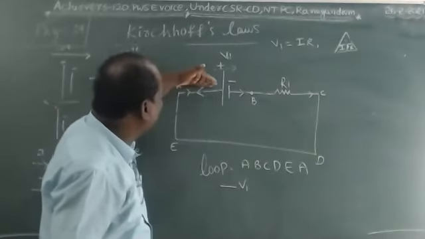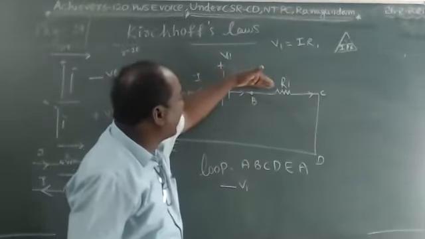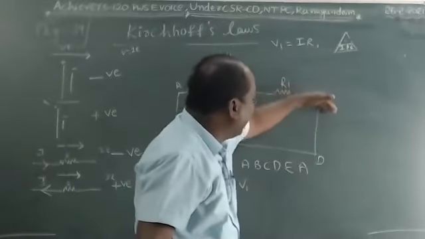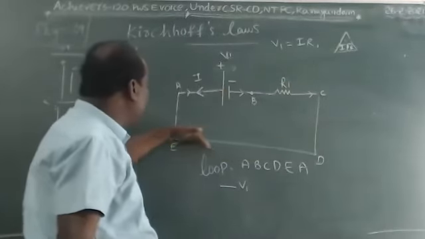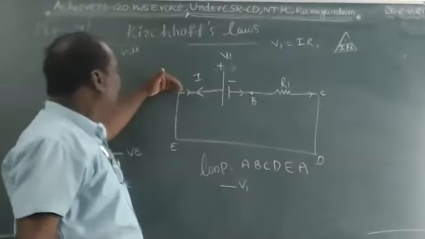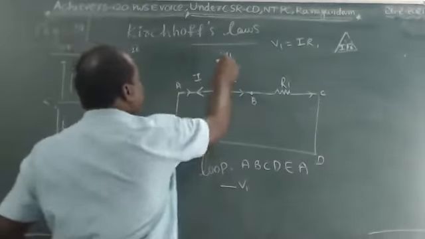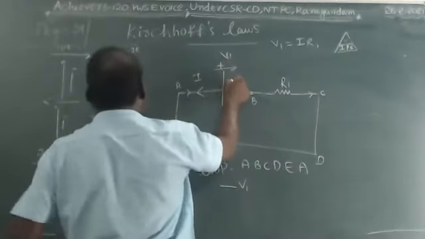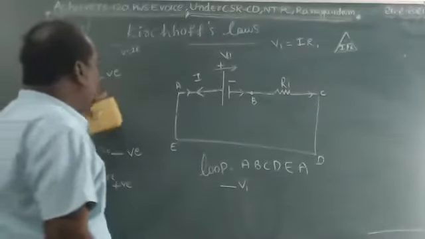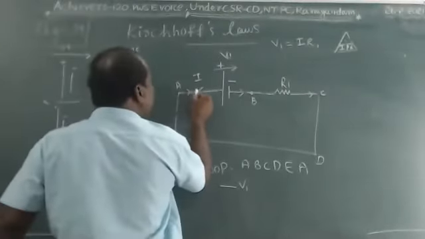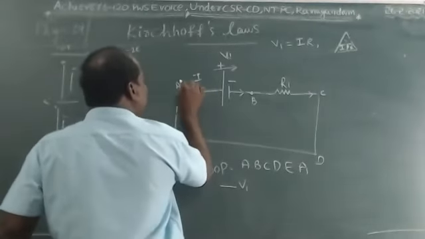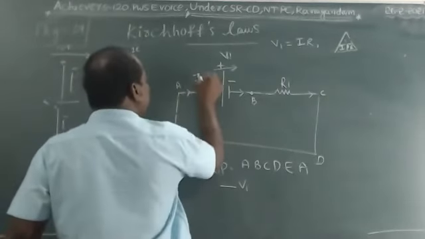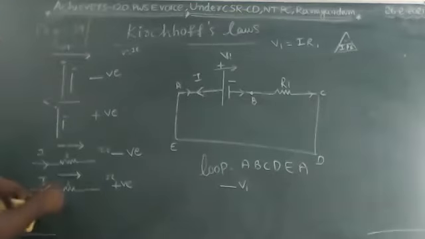The potential difference moves like this across the resistance also, reaches D, and again reaches A. Here the potential difference is negative because it travels from the positive terminal to the negative terminal. EMF is taken as negative. And the potential difference is opposite to the current. The direction of potential difference is opposite to the current direction. Both are opposite to each other.